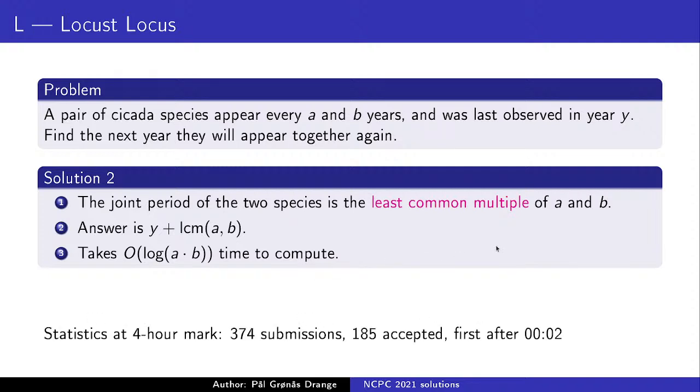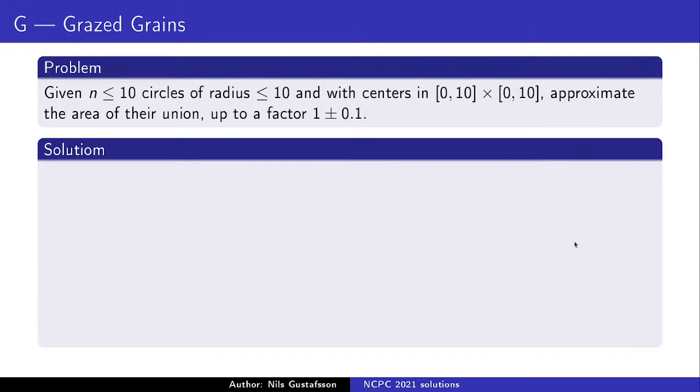So this problem was solved super quickly, 2 minutes into the contest, and at the 4-hour mark there were 185 accepted solutions. So slightly more incorrect solutions here, but still a relatively trick-free problem. Alright, so those were the 3 easiest problems. Moving on to the 4th problem.